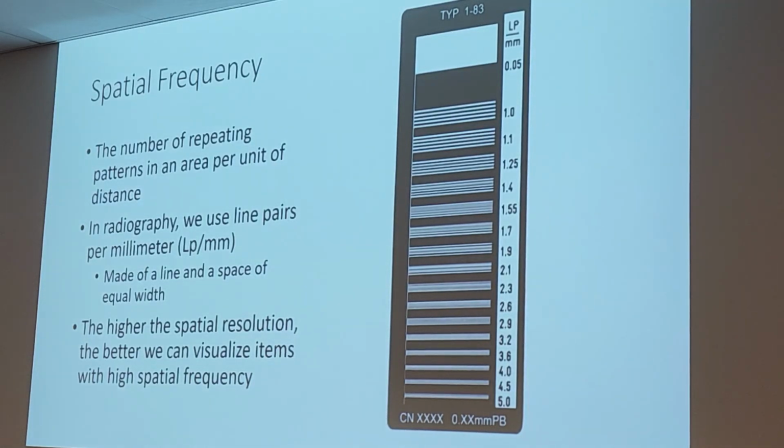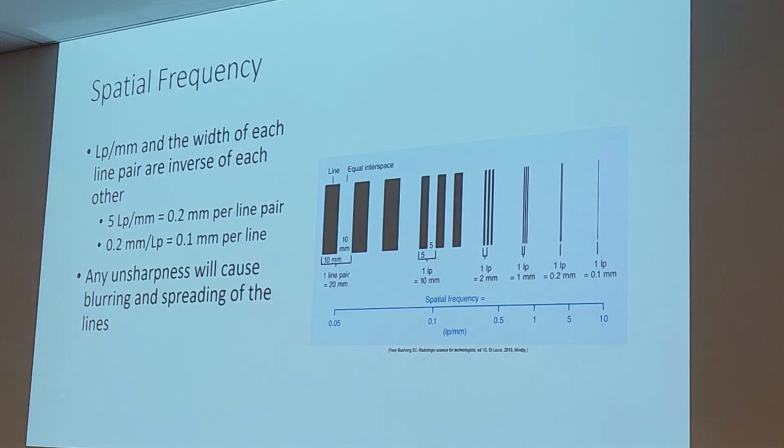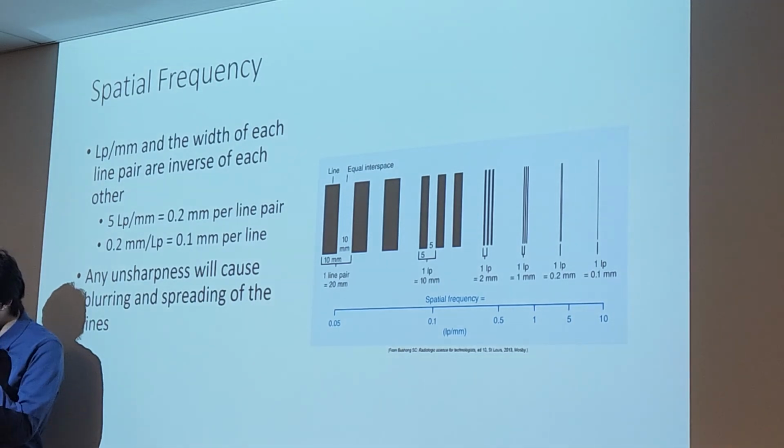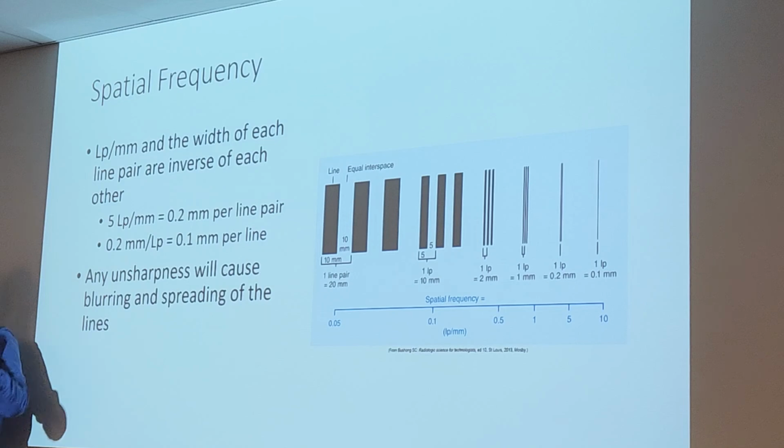Line pairs per millimeter is spatial frequency. Yes, spatial frequency, line pairs per millimeter. So we use this to measure our spatial resolution. Okay. So, something to keep in mind. You have a certain number of line pairs per millimeter. You can fit so many black and white lines inside 1 millimeter, right?